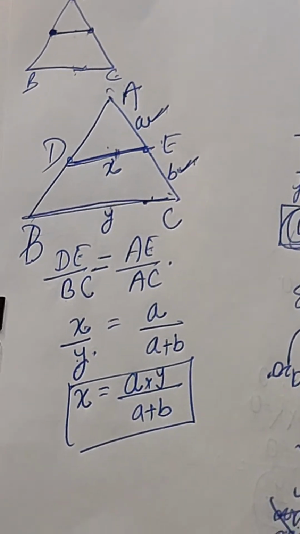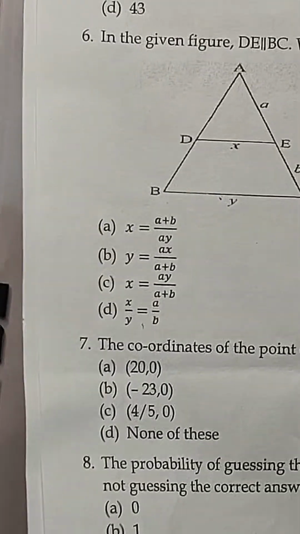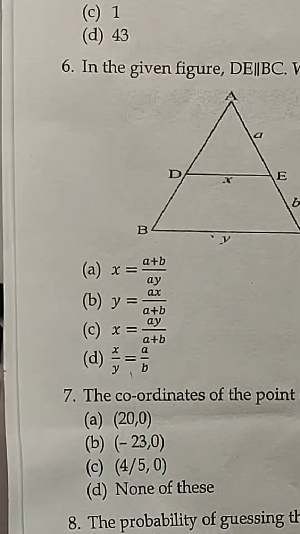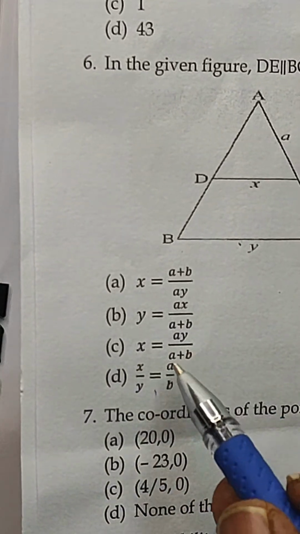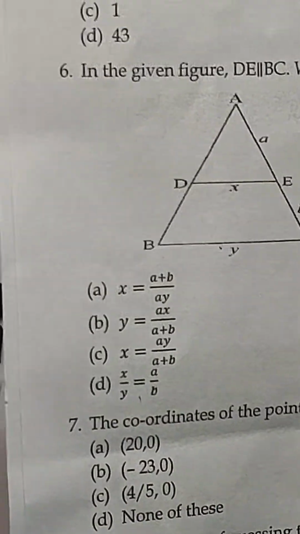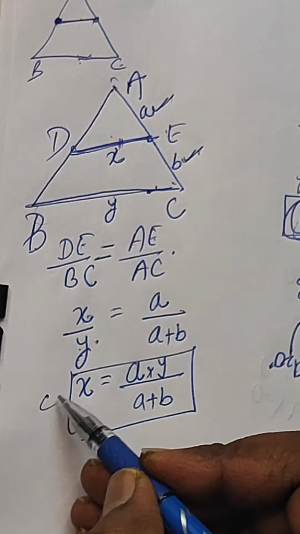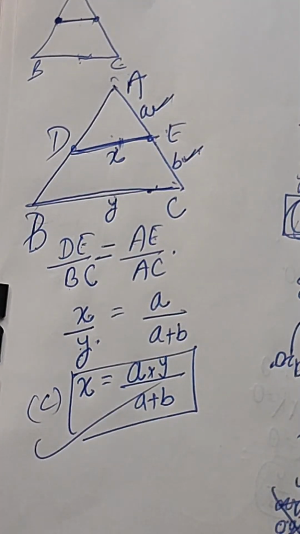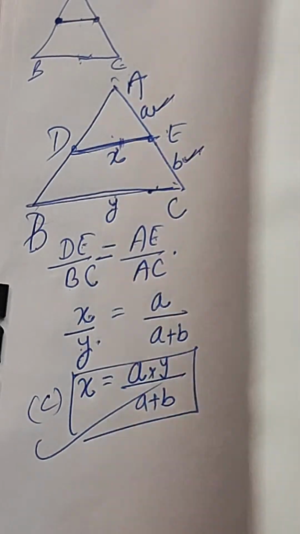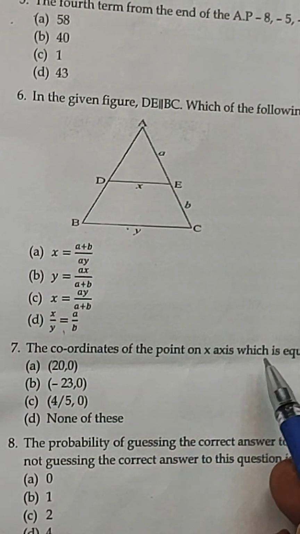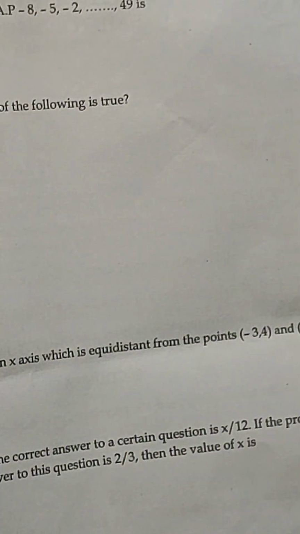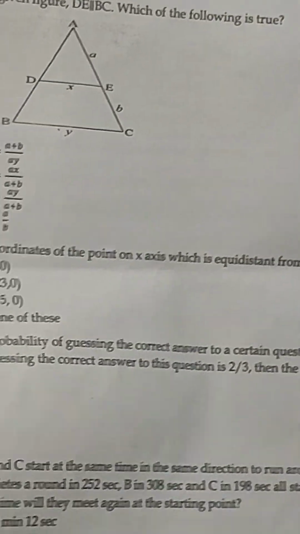So my dear friend, tell me which option will be correct? Isn't it option number C? X equal to AY by A plus B, right? So option number C is correct. Like that, we have the coordinates of the point X which is equidistant from these two points. So these questions I think you can do.